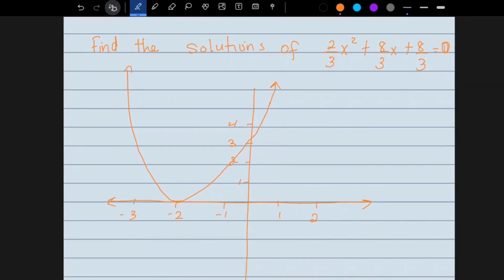Find the solution of 2 on 3x squared plus 8 on 3x plus 8 on 3 equals 0. So I'm going to look to see where my graph cuts my x-axis. That's right at this point. So my x is equal to negative 2. And that's it.